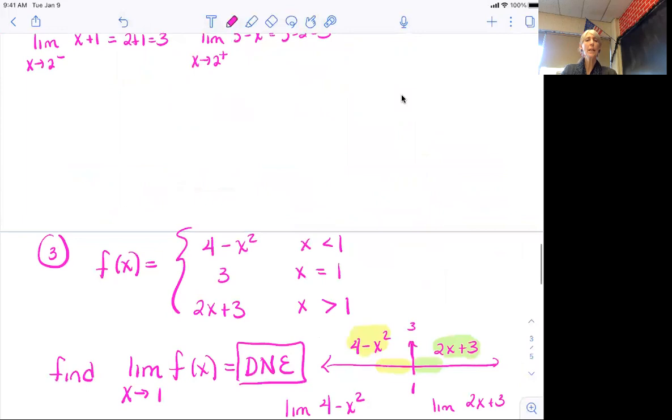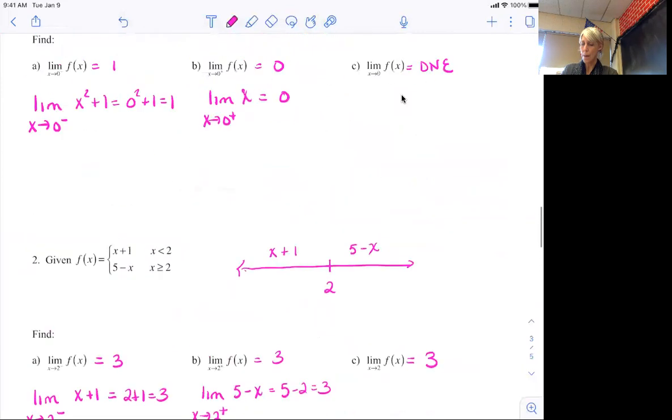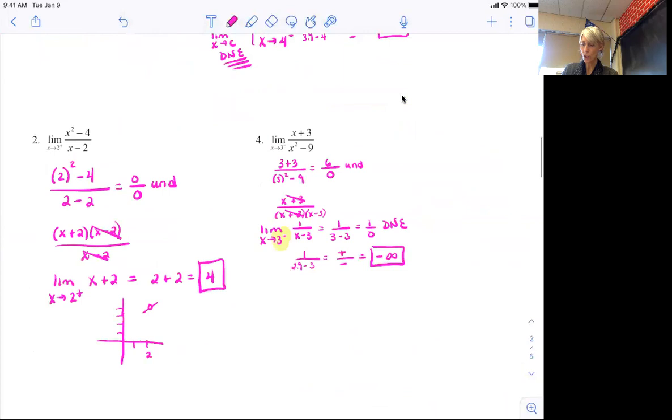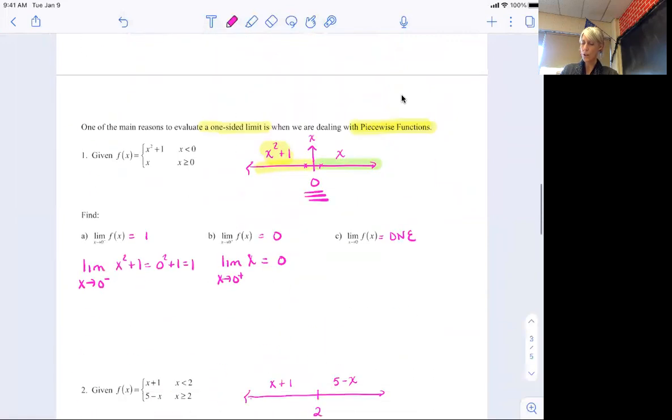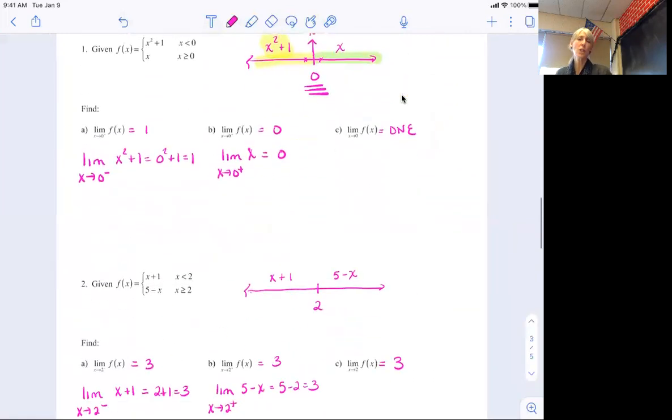Alrighty, so that's a little bit on one-sided limits. We talked about how to do it. We reviewed how to do it graphically, and then we talked a little bit about different types of algebra questions we could see, whether your function is a rational function or a piecewise function. You guys should practice evaluating one-sided limits.